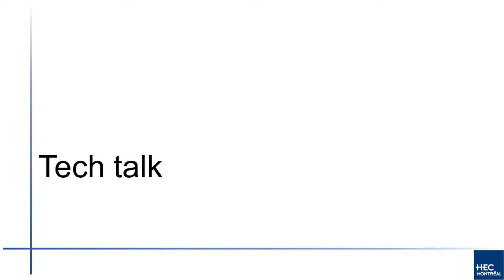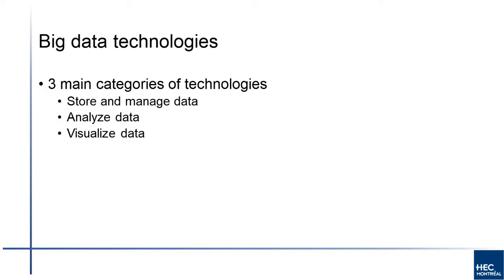So in this video, I want to talk a little bit about some of the technologies we have at our disposal, why those technologies are here, and what they help us do. We can think about this as having three main categories of technologies within our reach. The first type is what we use to store and manage data. The second type is what we use to analyze data. And the third type is what we use to visualize data.